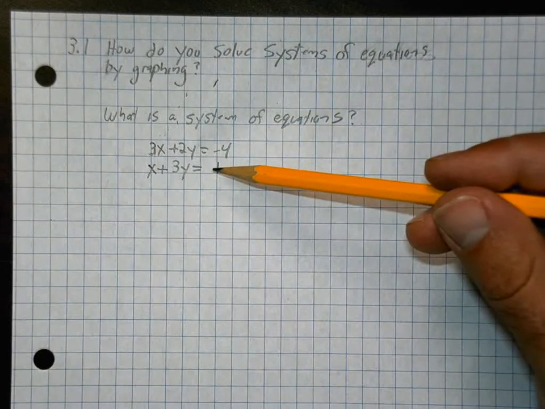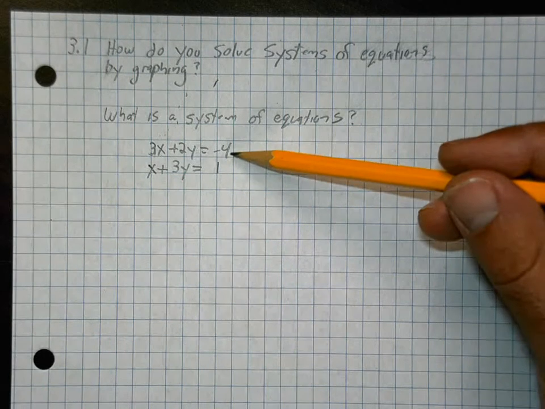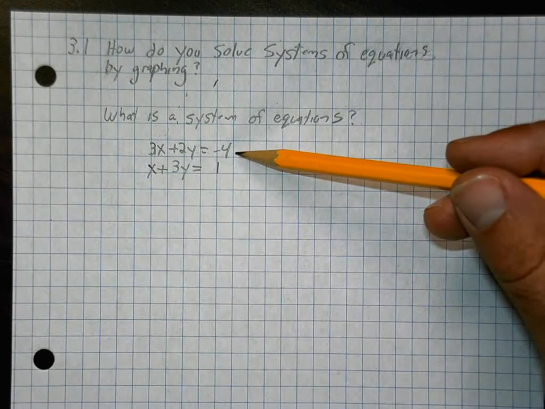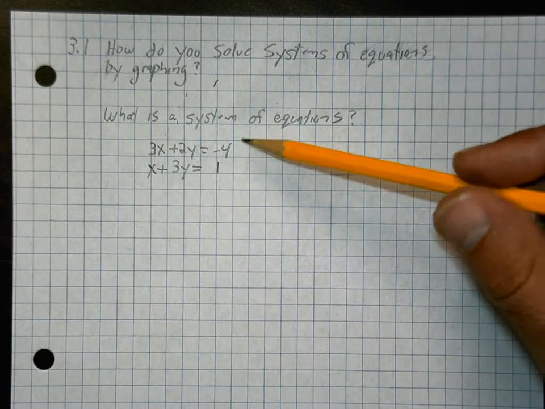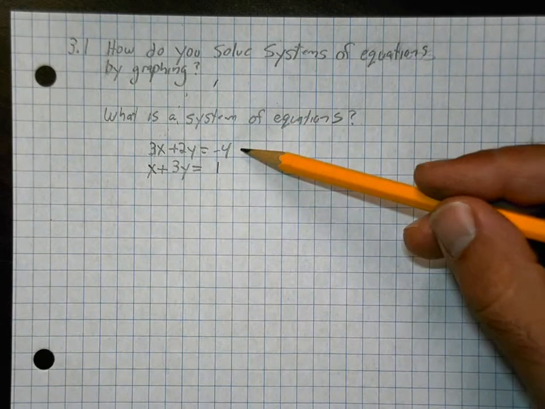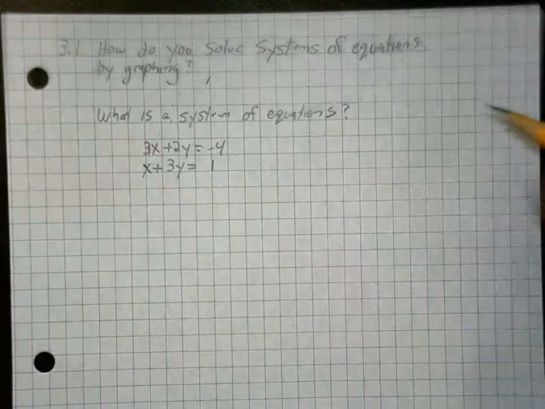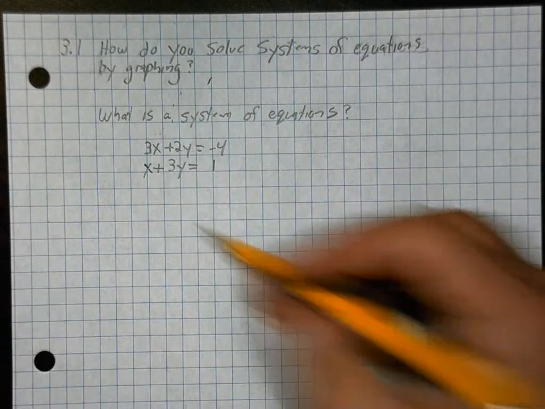So lines could intersect at one point, they could not intersect at all if they are parallel, or they could intersect at infinitely many points if the lines are the same line. So those are our three possibilities. In this section, we're going to focus on graphing to find the solution. So let's start with this one then.